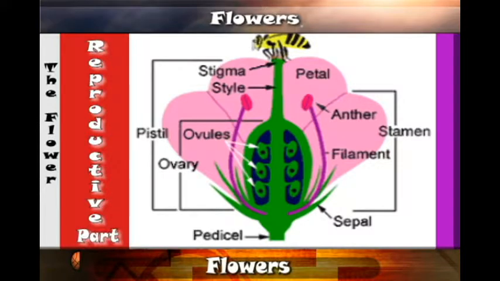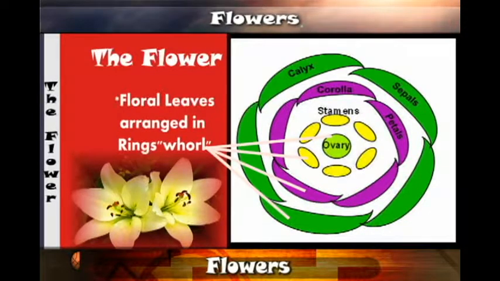A flower is a reproductive part of the plant, and it consists of the female part and also the male part. But some flowers have only the female part and other flowers have only the male part. Those ones we shall discuss with time. But what we know first of all about the flower is that the floral leaves are arranged in rings, or what we call a whorl.